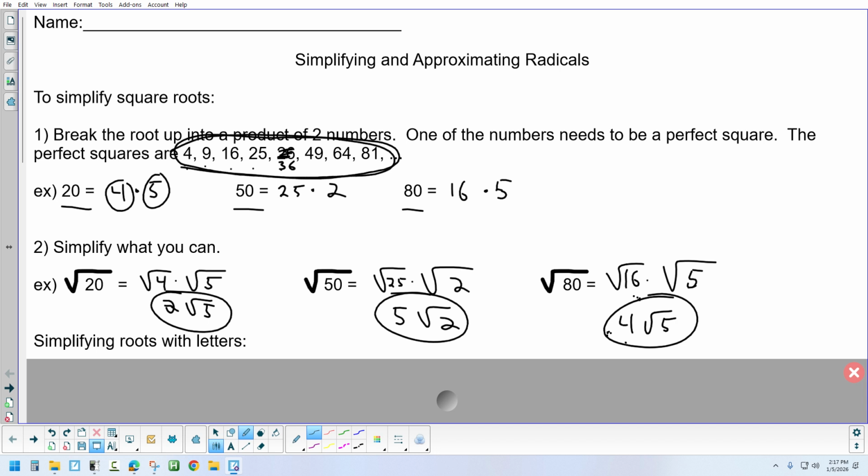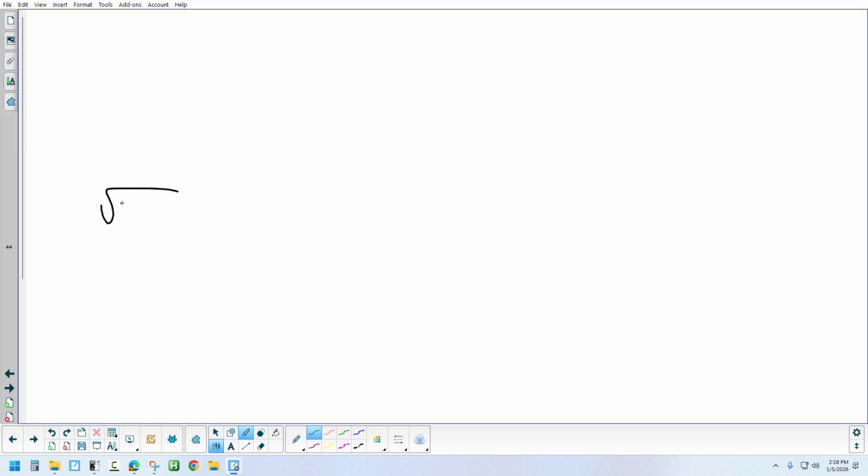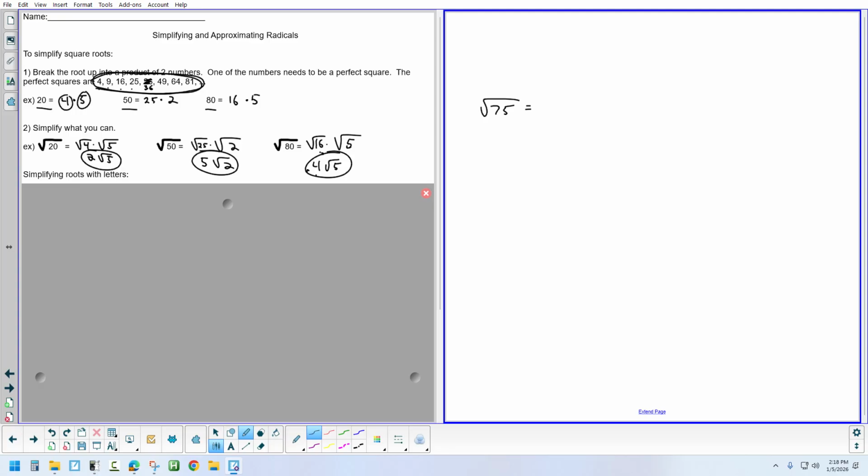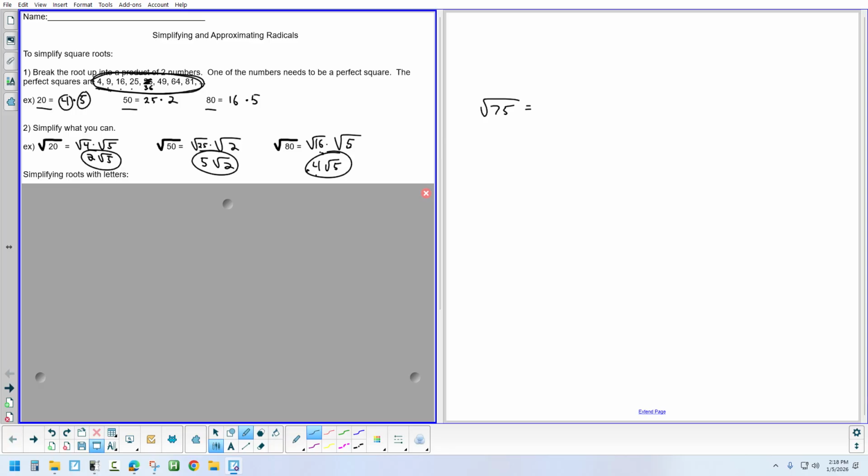Right, let's do one more of those. How about square root of 75. Can anyone give me a way that you can break up the number 75? And it's got to be a number that's in that circled list.